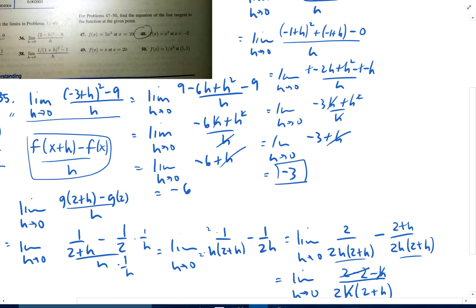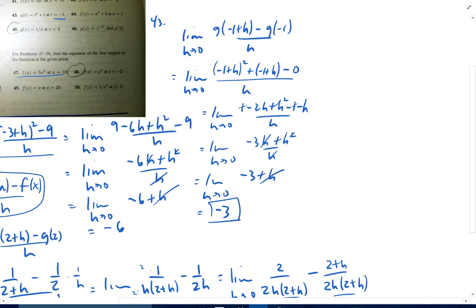And we got 47. Find the equation of the tangent line at that point. So when x is, let's see. f of x is 5x squared at x equals 10. Well, then what is y? 10 squared is 100 times 5 is 500. So that's my point, (10, 500). And the reason I give you that is because they want me to write the equation of the tangent line, which needs a point and a slope. So now I need a slope.